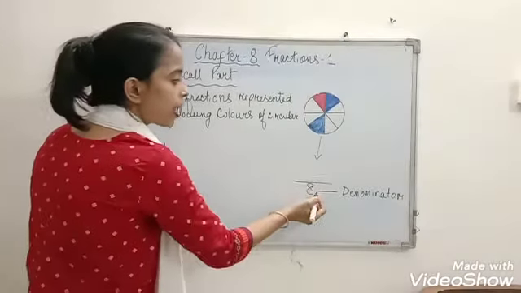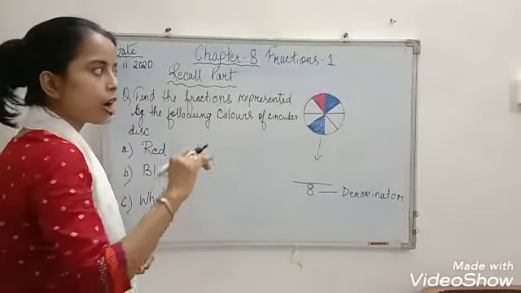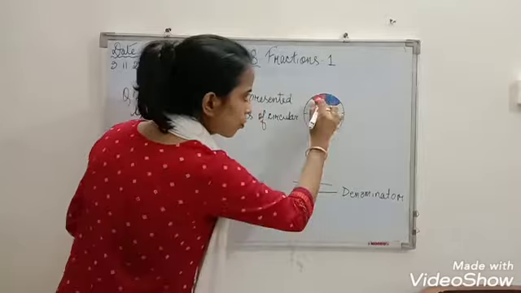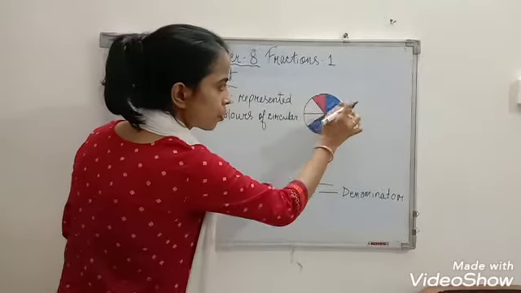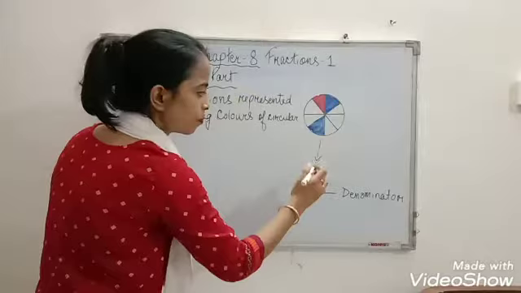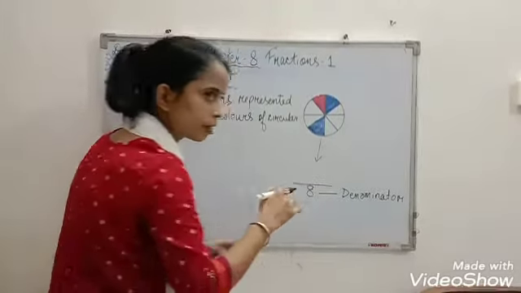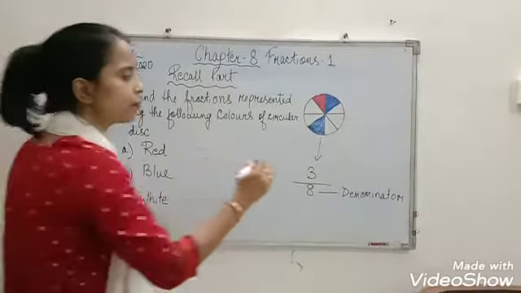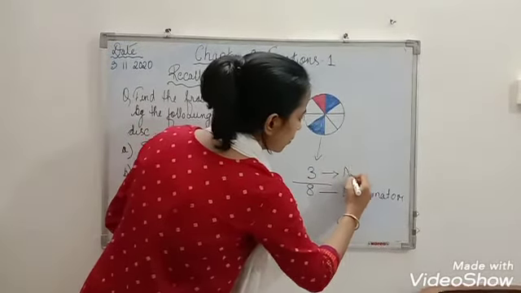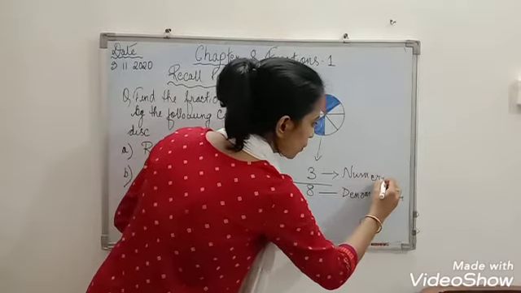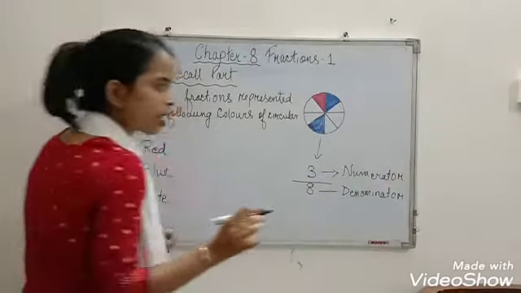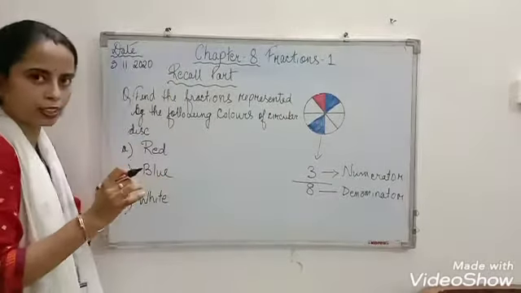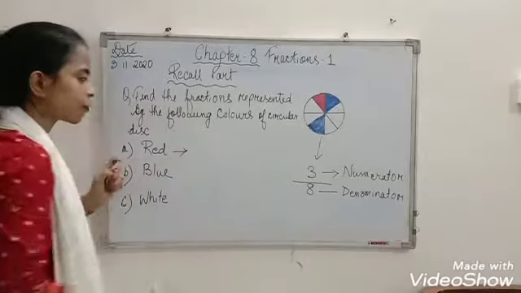Now out of 8 equal parts, how many parts are shaded? 1, 2, 3, 4, 5, 6, 7, 8. Out of 8, how many parts are shaded? That means you have 3. So 3 is what, children? It's a numerator. I hope it is clear to everyone now. Got it?